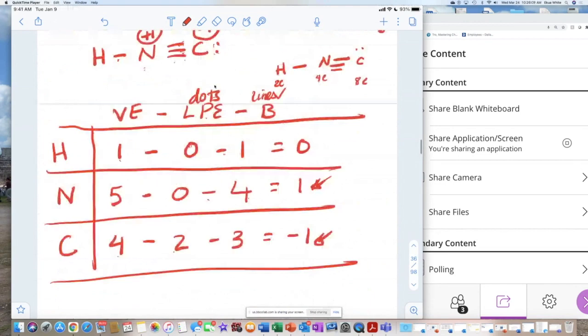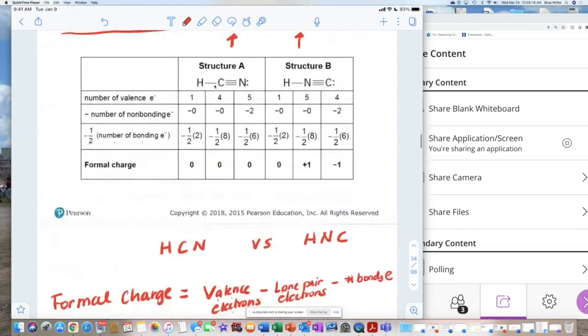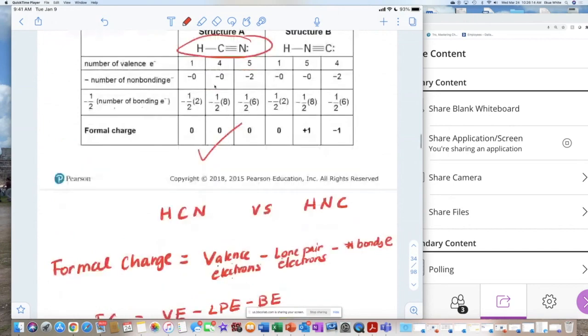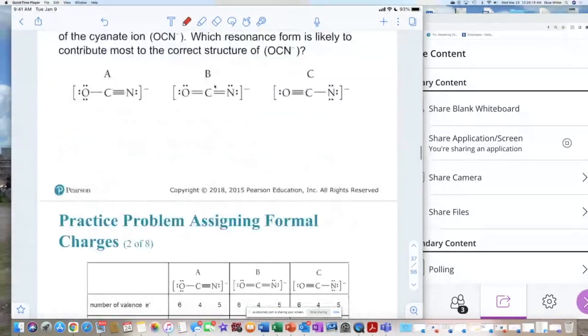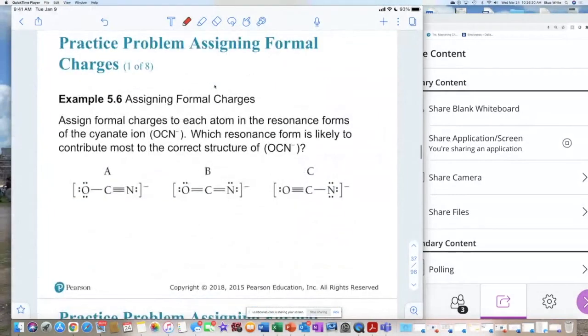Oh, I'm sorry. They did theirs up here. I forgot. The table is up here. They show you this is a much better Lewis structure. This wins. So we're going to do this again on this next one. Oh, yeah, this next one right here.